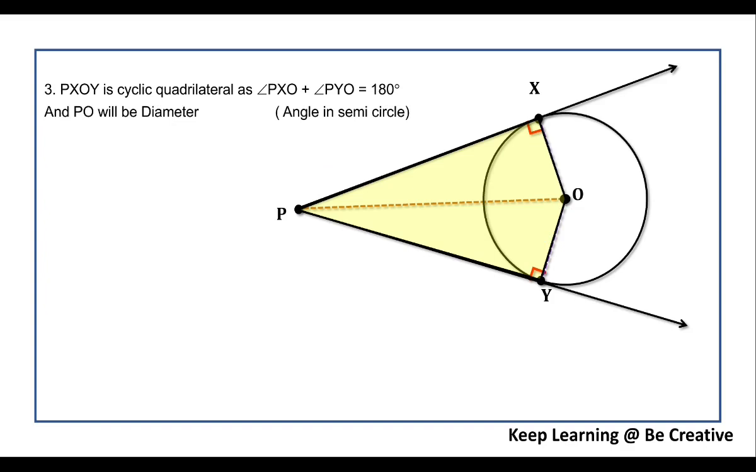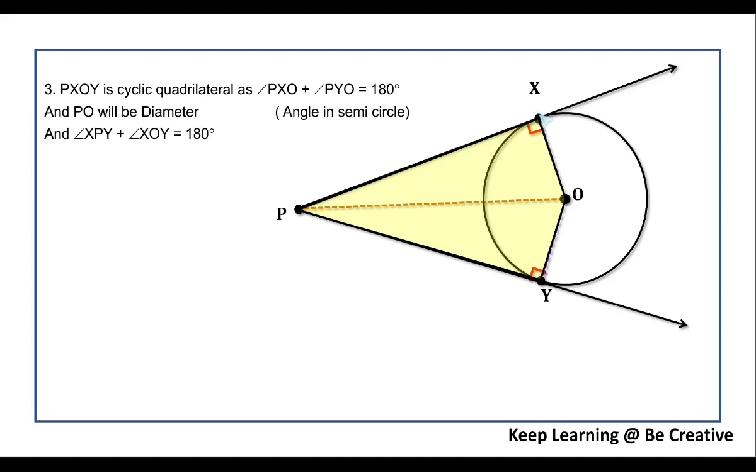Also we can conclude that PO will be the diameter of this circle. Why? Because you can understand that this angle is 90 degrees. So we know that angle in a semicircle is always a right angle. Definitely, in the circle which is circumscribing the quadrilateral XPYO, OP will be the diameter.